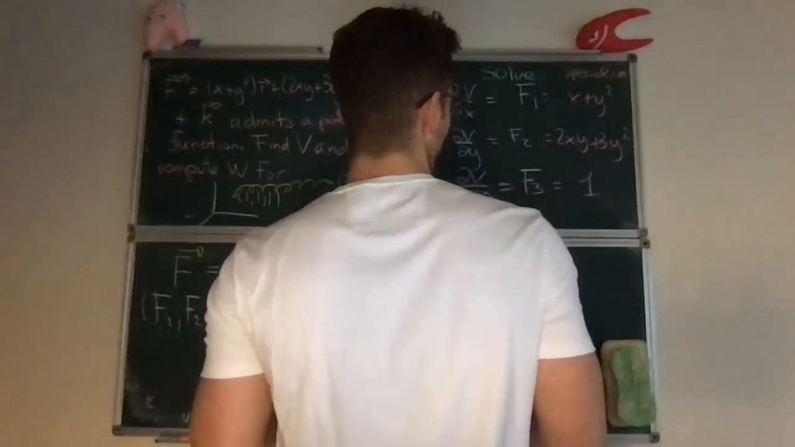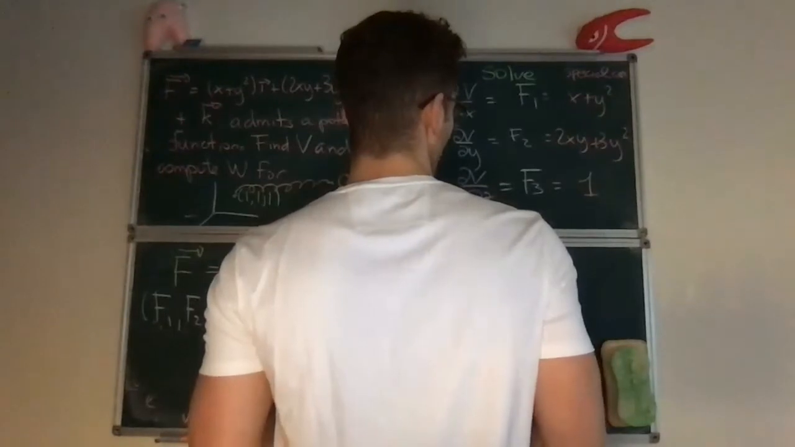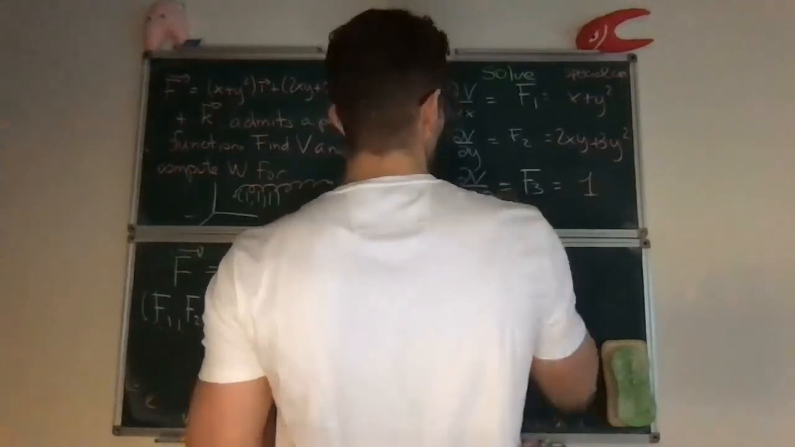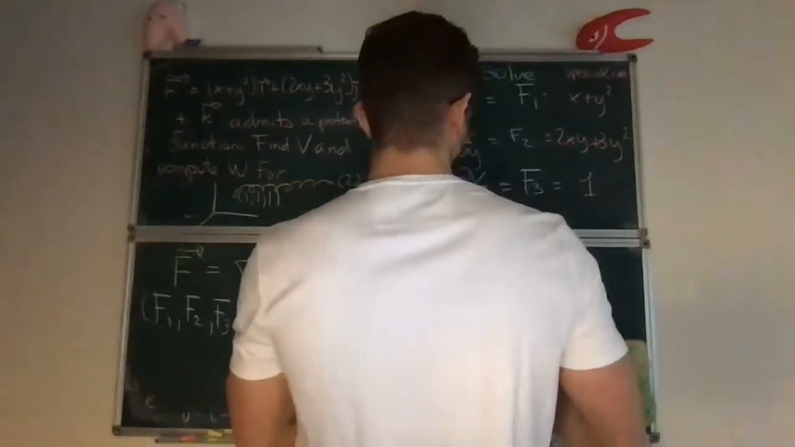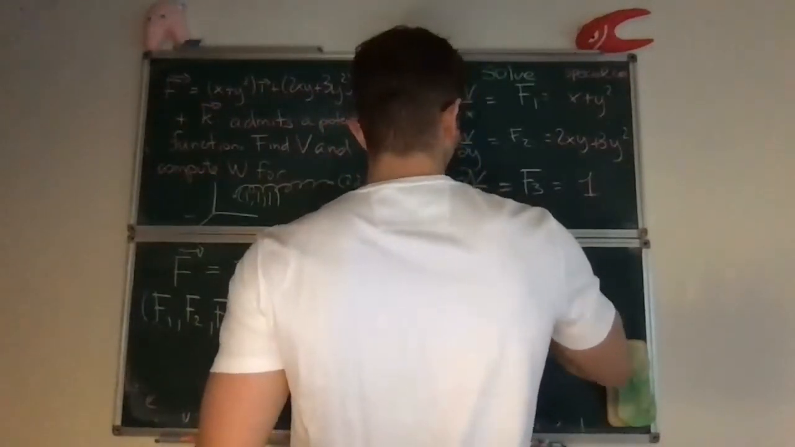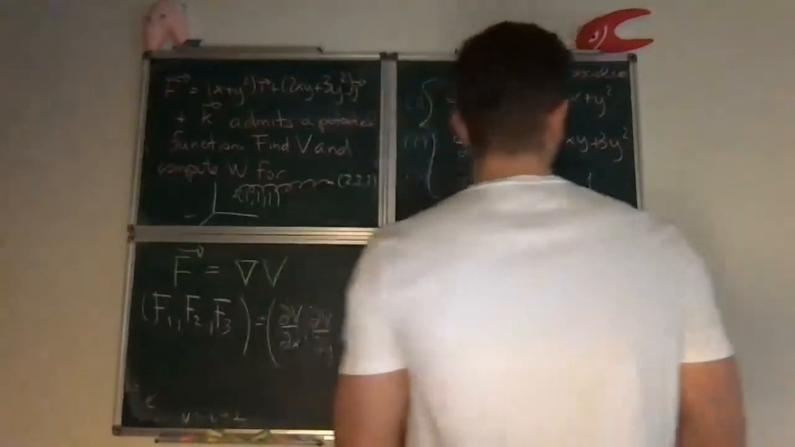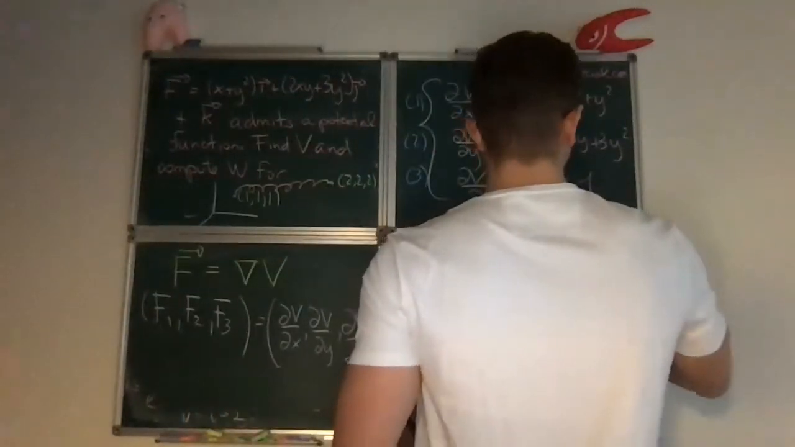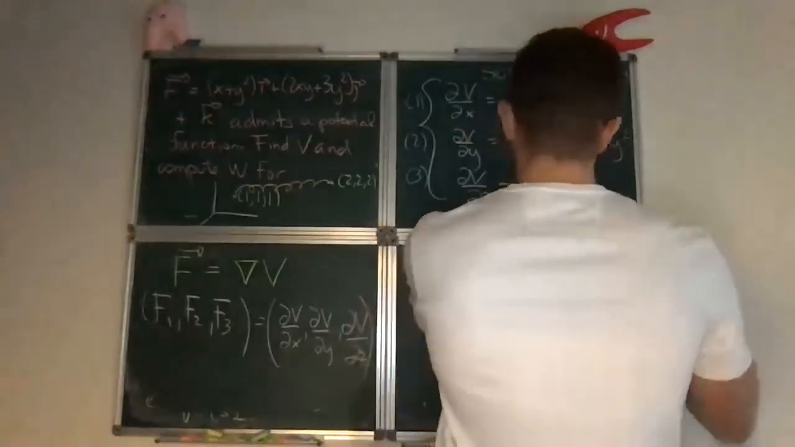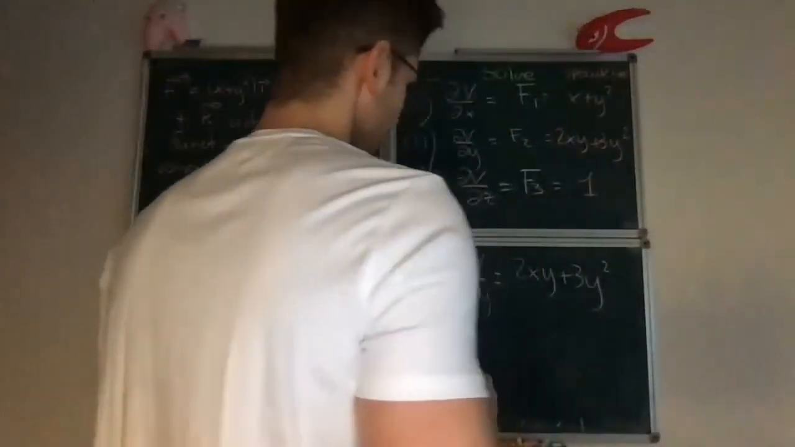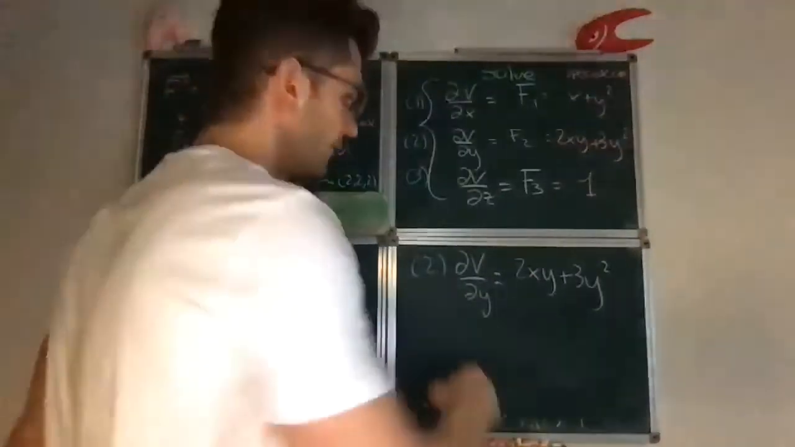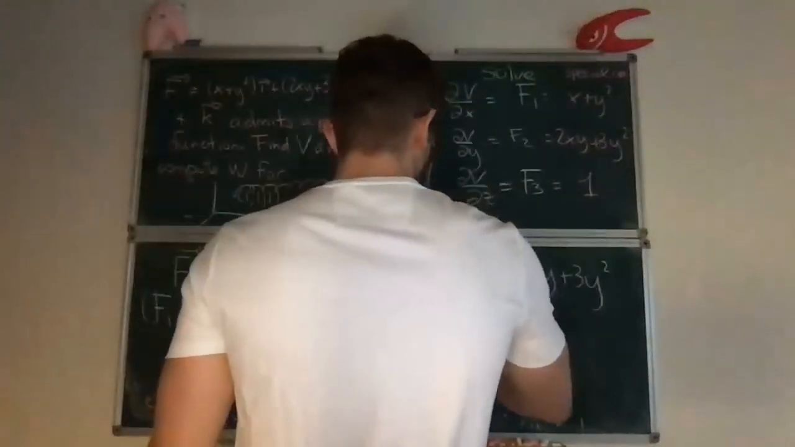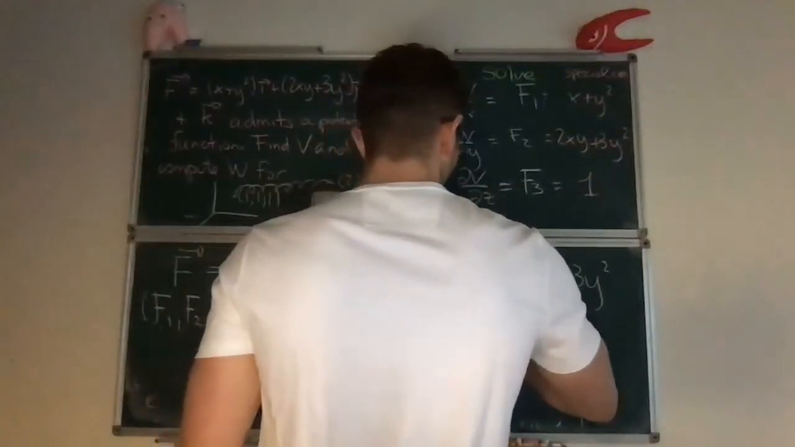Let me start with the second equation. The second equation says dV/dy equals 2xy plus 3y squared. And what I will do is what I was just doing in this example: I multiply by dy on both sides and integrate that.